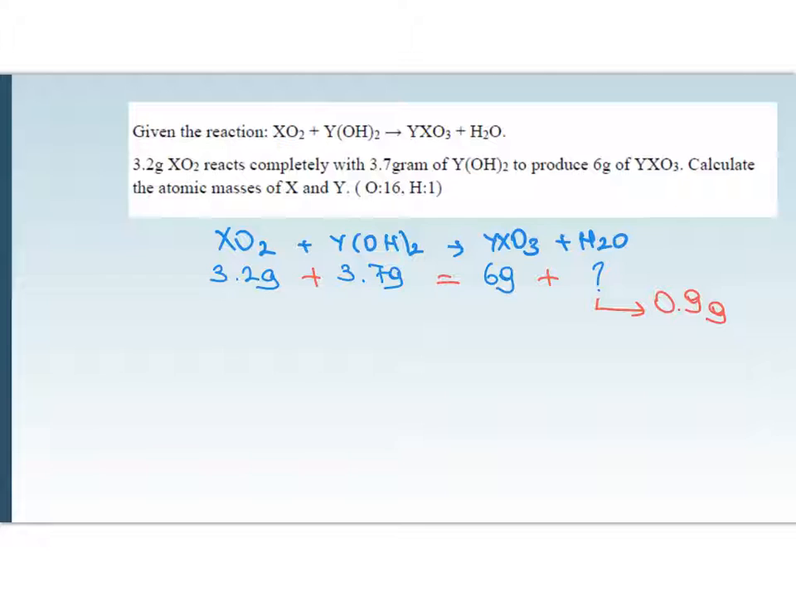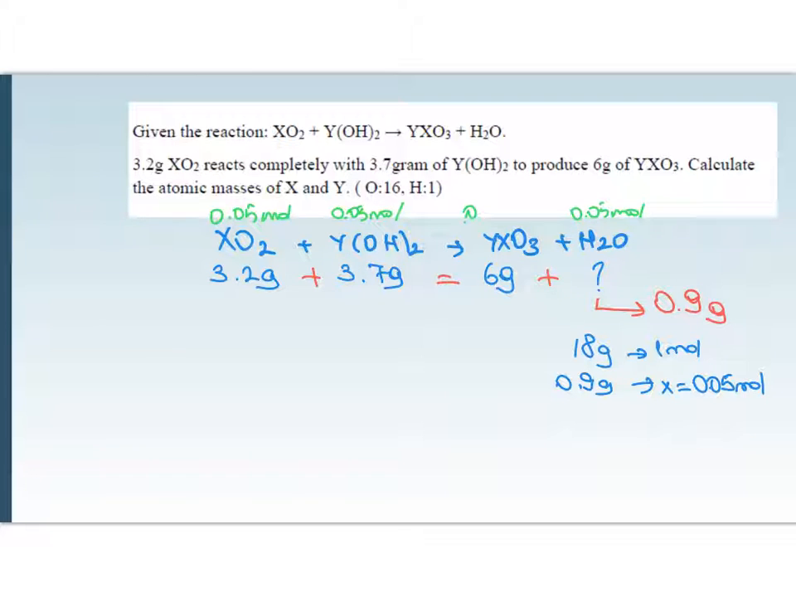Okay, now the first step is done. It says calculate the atomic masses of X and Y. In order to calculate the atomic mass, I need their mole numbers. So of which one can I find the mole number? I can find the mole number of water here. Now if you calculate it, 18 grams of water is 1 mole. So what about 0.9 gram of it? This is going to be 0.05 mole. So I'm writing on top of them: if this is 0.05 mole, this will also be 0.05, this is 0.05, and this is also 0.05.